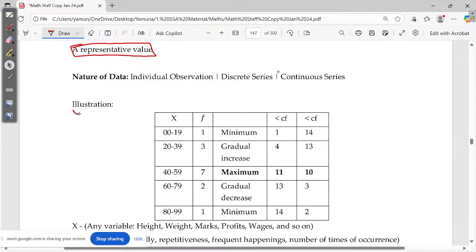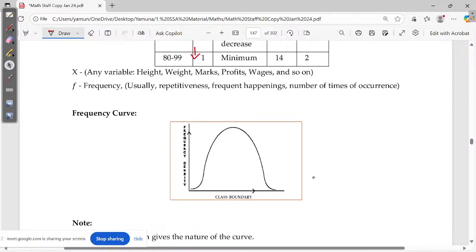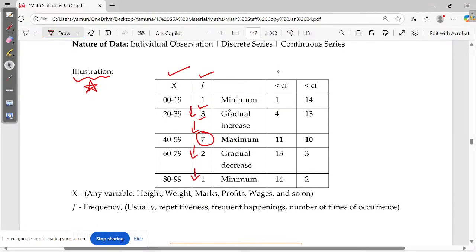Please make a note of this illustration. We have the x values and f values given. See, how's the f value? 1, then increases to 3, then increases to 7. It reaches its maximum. Then what happens? Decrease and reaches its minimum. If you draw a frequency polygon for this, your graph will look like this way. Am I right?